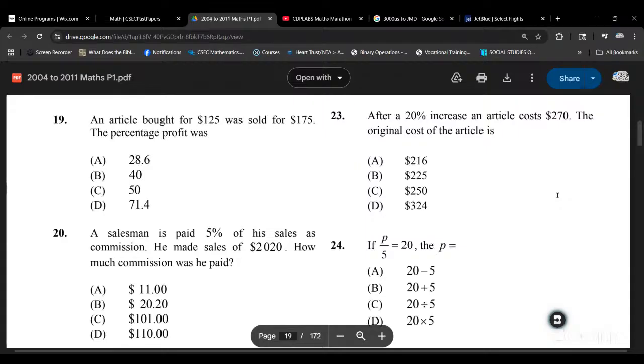After a 20% increase, an article costs $270. The original cost of the article is... Okay. A.